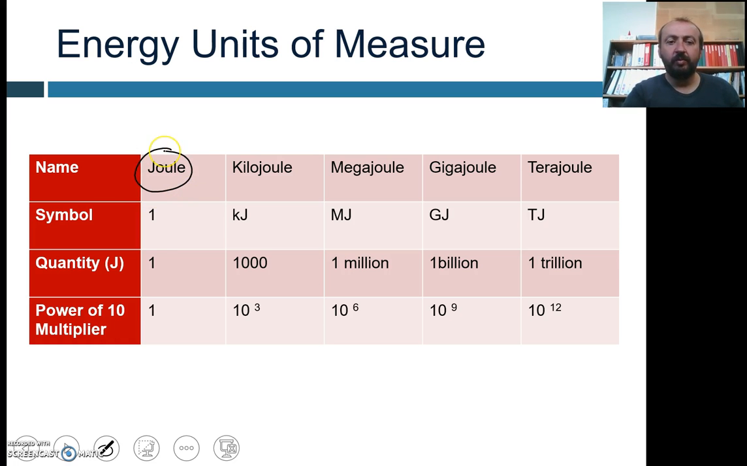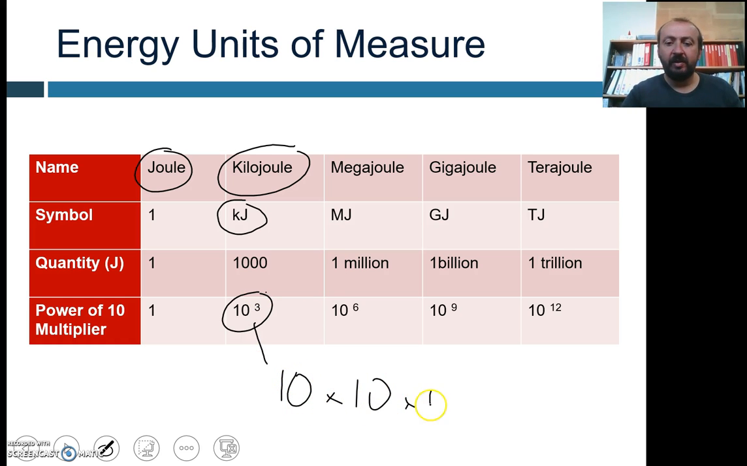The joule is the unit for measuring quantities of energy. We also use the kilojoule, with the kJ symbol, which is units of 1,000. We put that 10 to the 3, meaning 10 times 10 times 10, the three tens. Okay, so we also use megajoule, gigajoule, and terajoule.